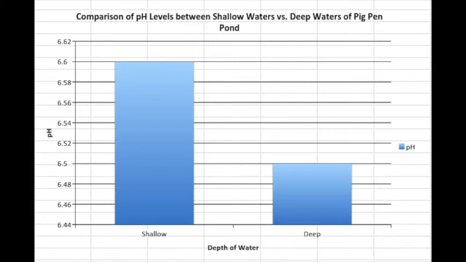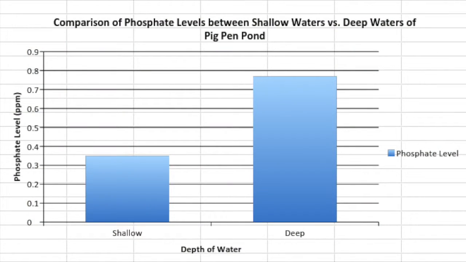So we tested the pH, and the pH of the shallow end was 6.6, and in the deep end it was 6.5, which we had predicted, but we kind of expected it to be more drastic. The phosphates in the shallow area were 0.35 parts per million, and in the deep area they were 0.77 parts per million.